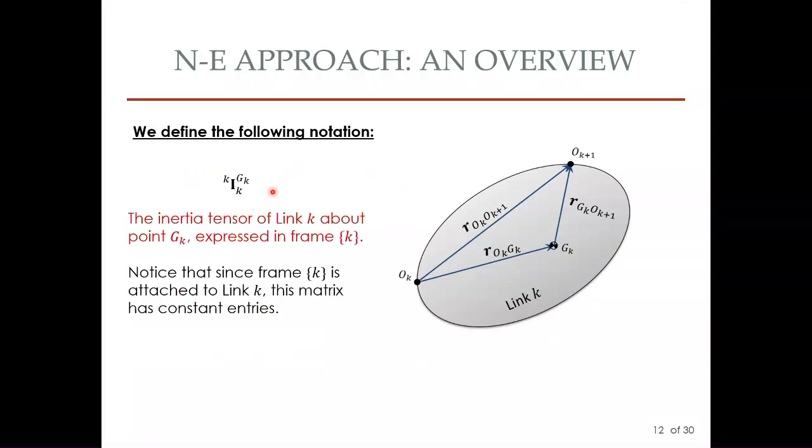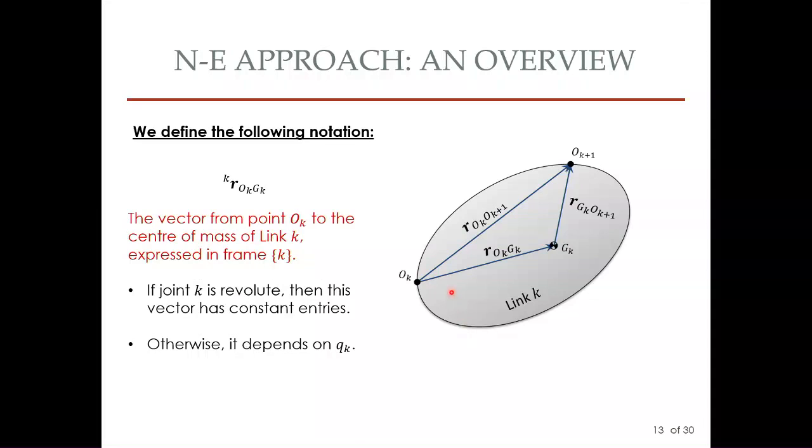Okay, so next we have the inertia tensor of link K. This is here, and it is about GK in frame K. So I need to use that in this approach. And just because frame K is attached to link K, it rotates with it. Just notice that all the components inside it are constants.